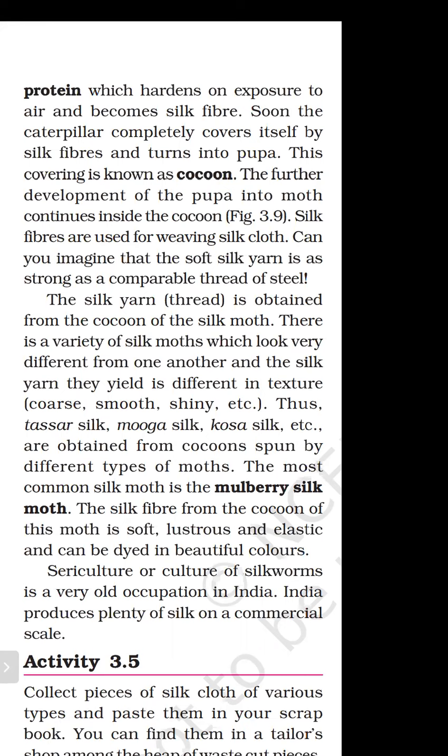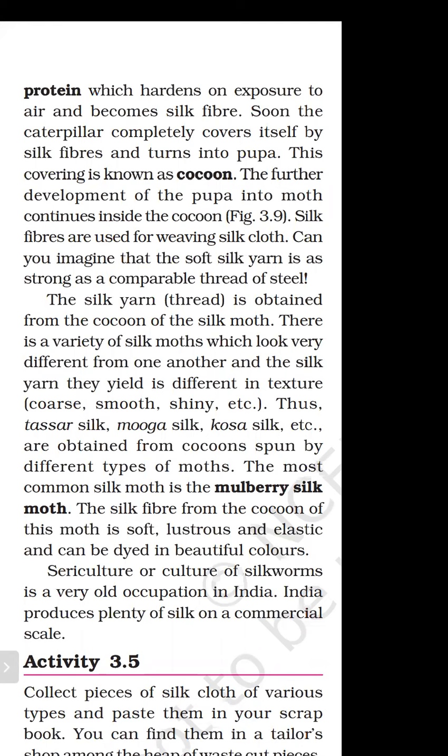It can be coarse, smooth, shiny, etc. As we have different kinds of wool, in the same manner there are so many kinds of silk. They differ in their texture. Some silk is coarse, meaning hard. Some is smooth, some is shiny, and some is rough. So there are different textures of silk.